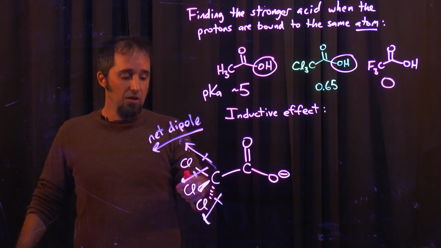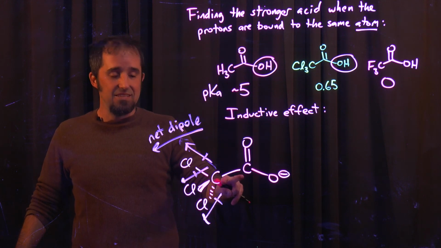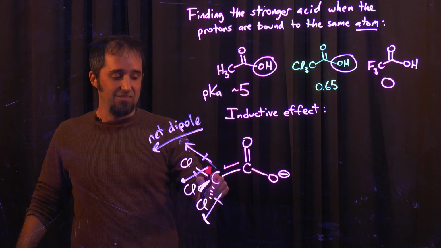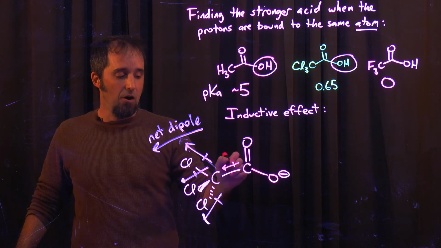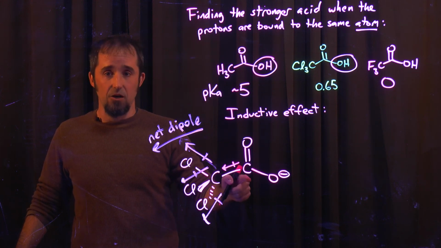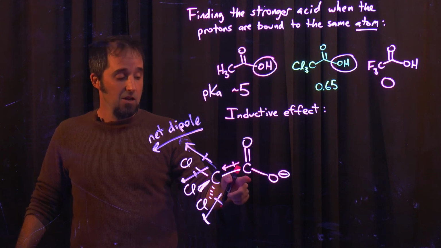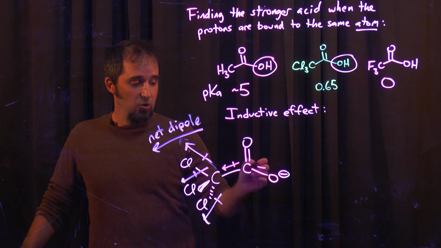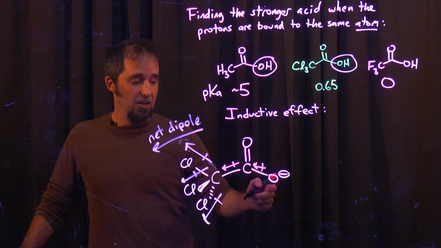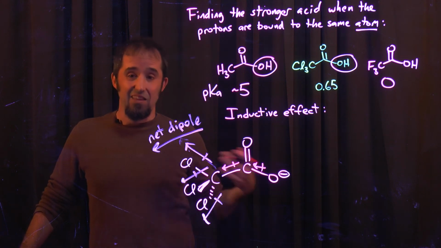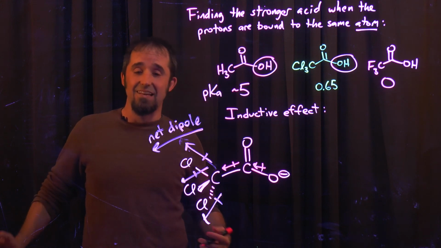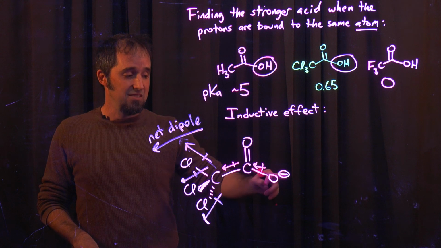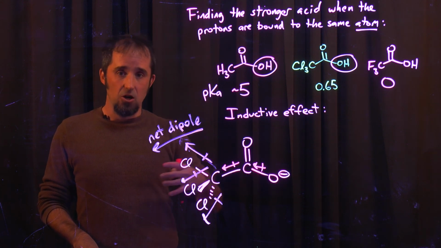What that's going to do is actually polarize this C-C bond, right? So now, because this carbon is so electron poor, it's going to be borrowing electrons from this carbon, which doesn't have a lot. But now this carbon is even more electron poor, and it's going to start to borrow electrons from this O-, and that's kind of what we had wanted, right? That's how we stabilize conjugate bases, is by spreading that negative charge out.